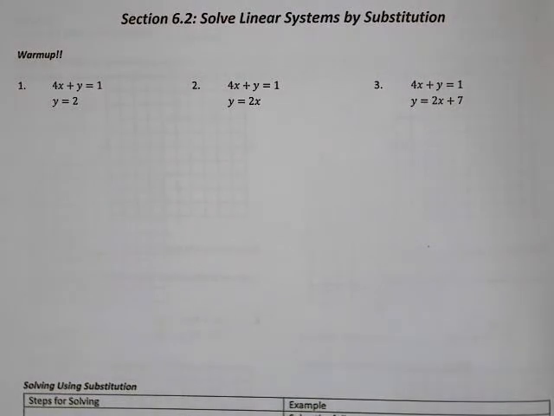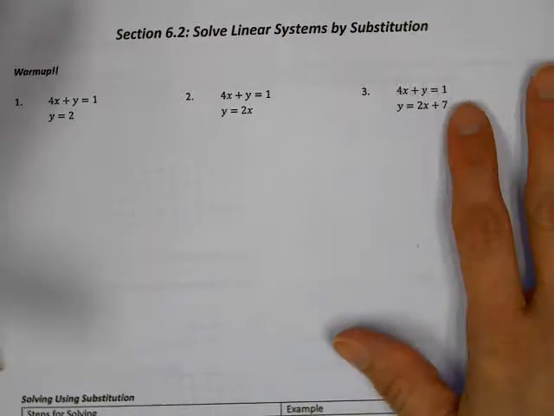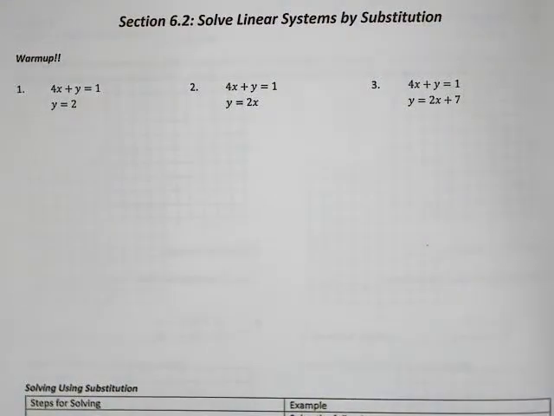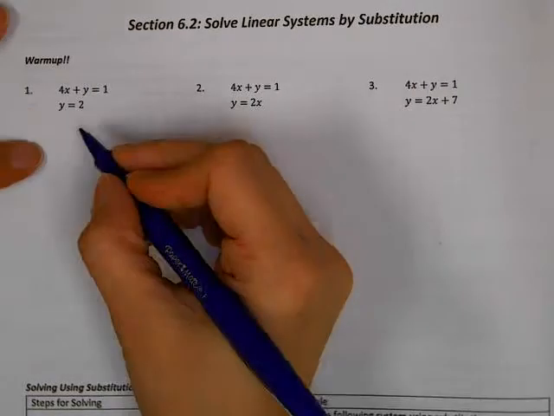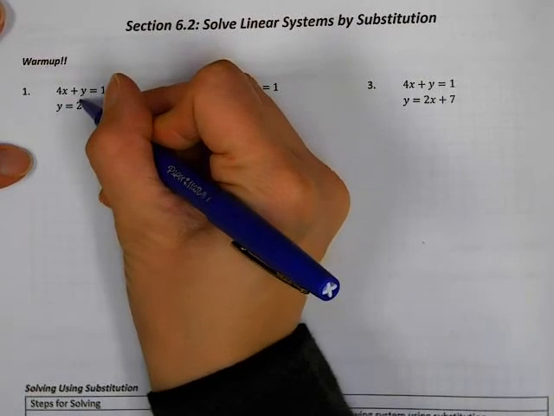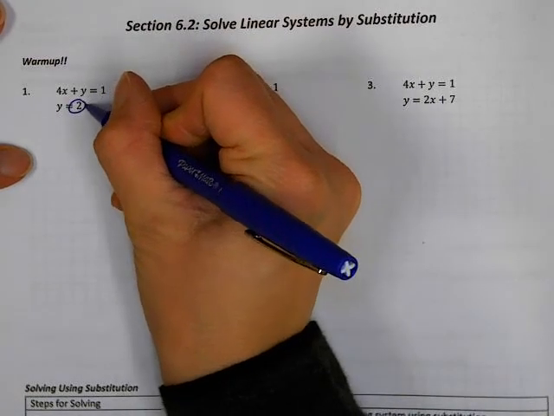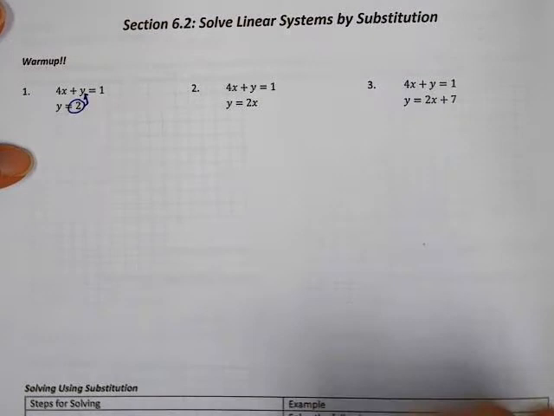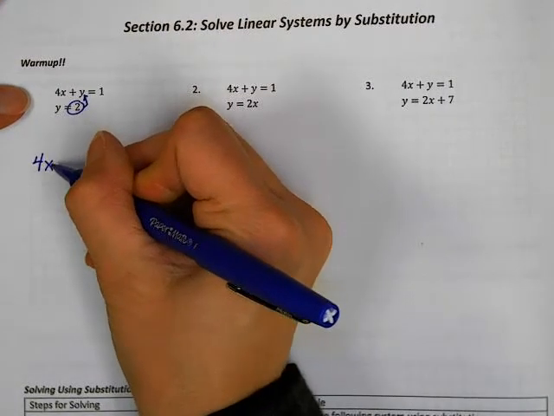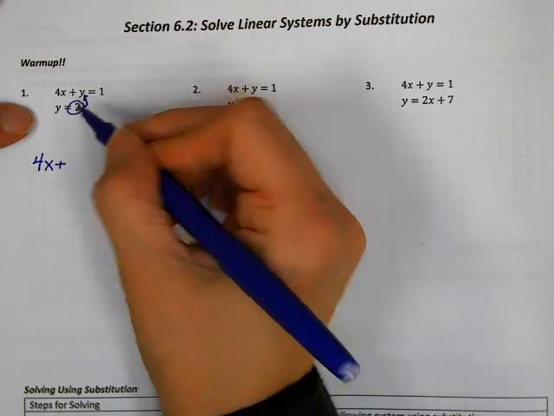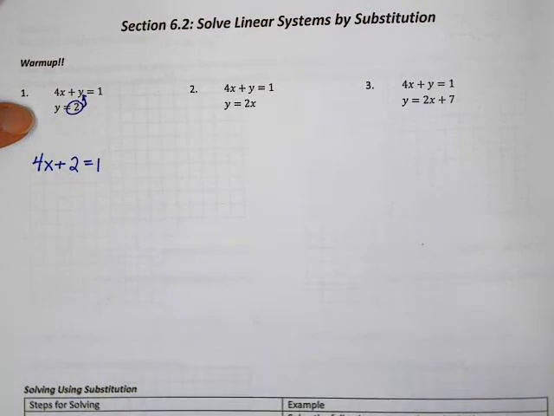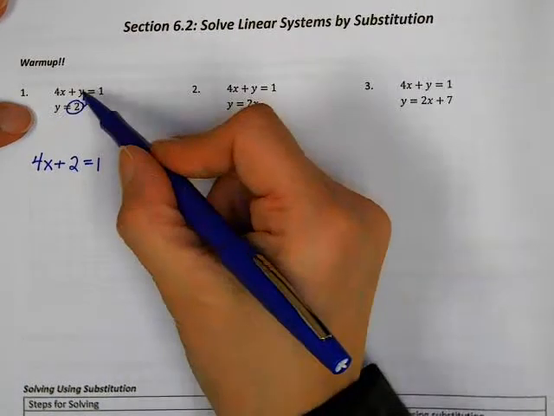Section 6.2. Okay, we're going to solve systems with substitution. Let's just warm up and review what substitution is. For example here, it says y is equal to the number 2. So what I'm going to do is take 2 and substitute it in place of that y variable. So what does the top equation become? 4x plus, instead of y, let's write the number 2, equals 1. Okay, so that's how you would substitute in a number for a variable.